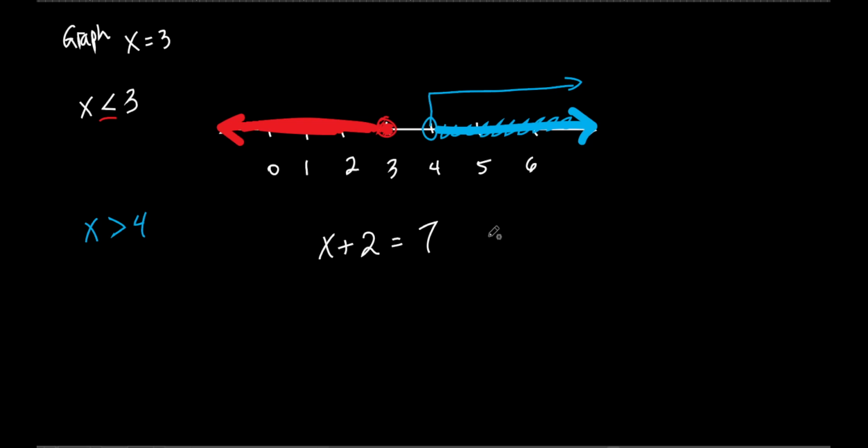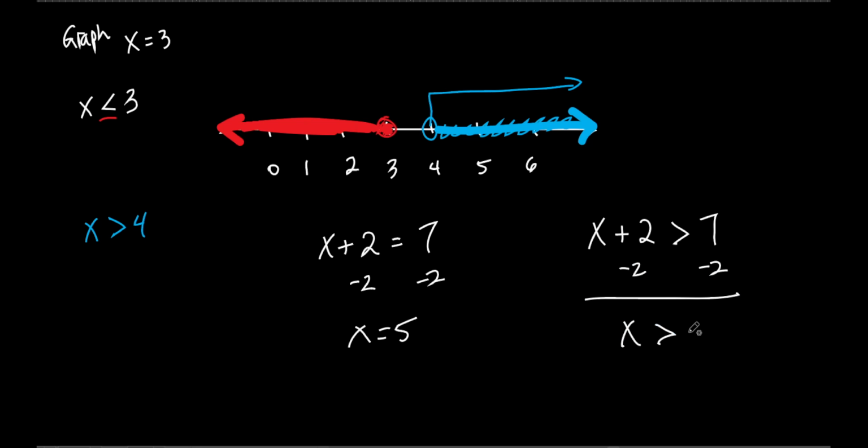All right. So look, x plus 2 equals 7. So what's the rule? You subtract 2, x equals 5. Yes? But what if you had this? What if you had x plus 2 is greater than 7? Does that change anything? You solve the exact same way. You subtract 2, x is greater than 5.